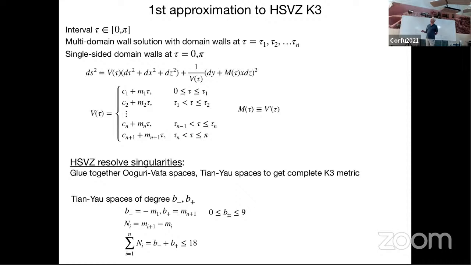From this first supergravity solution, they resolve the singularities by gluing together Ooguri-Vafa spaces and Tian-Yau spaces to get a metric which is a complete K3 metric. So some very hard analysis to show that there's a hyperkähler manifold which is constructed from this. And then they look at the Tian-Yau spaces at either end, which have degree B minus and B plus. These are related to the charges we were talking about before.